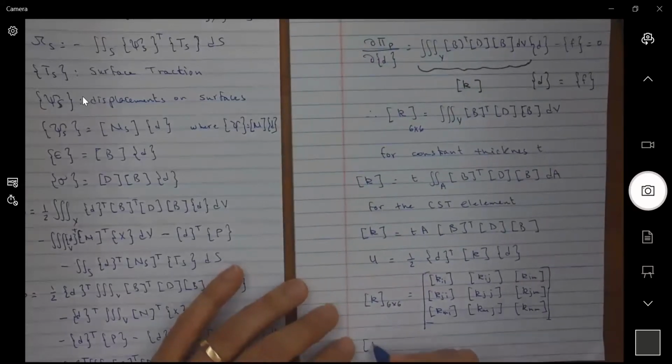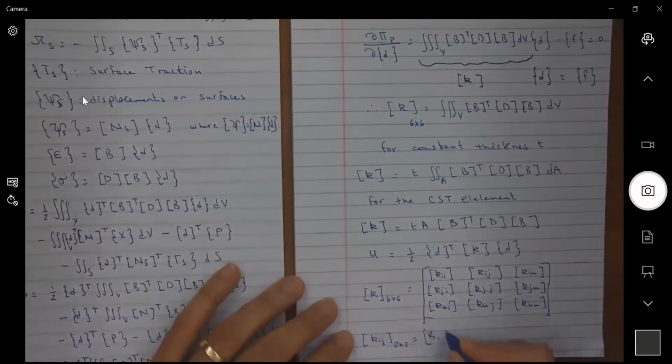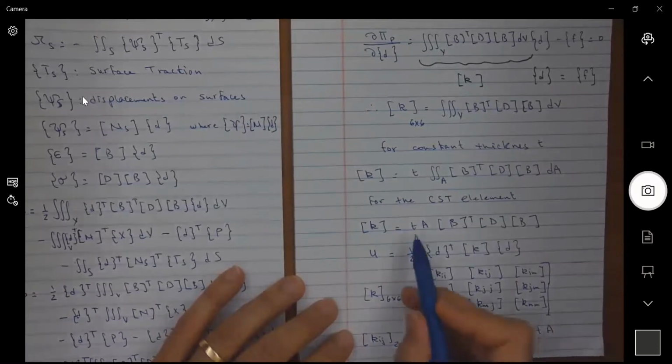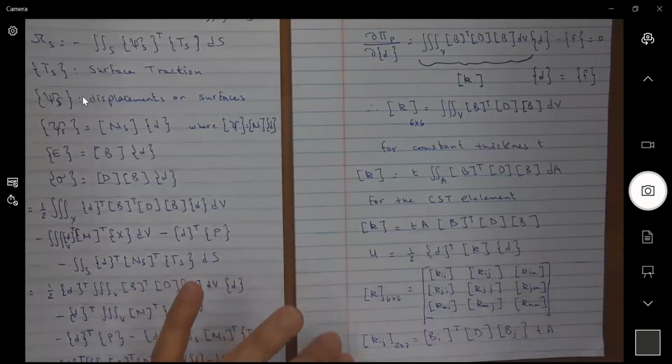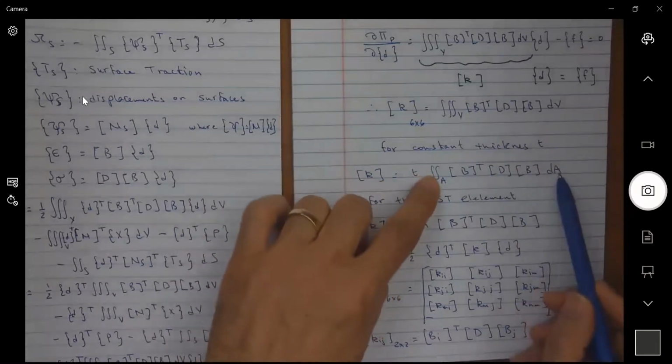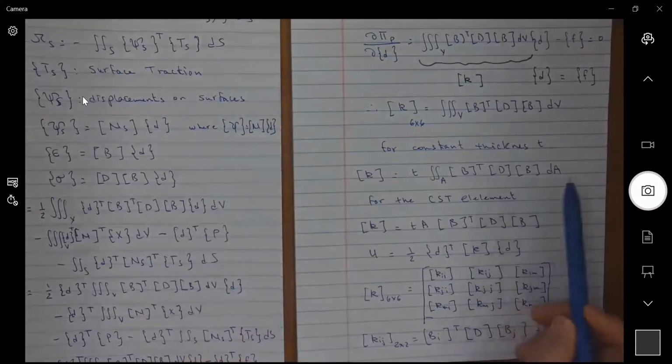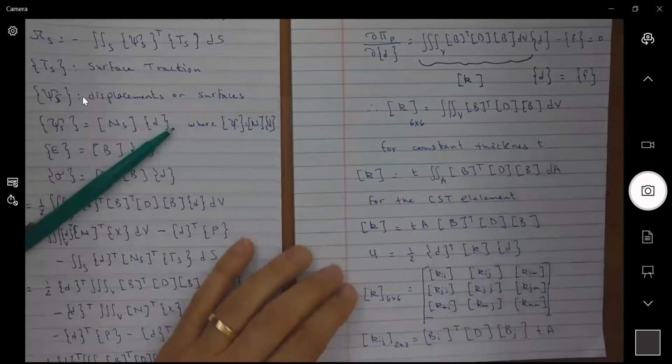where, for example, Kij, which is a 2 by 2, is equal to Bi transpose multiplied by D multiplied by Bj, so see here ij, I get the i and the j, multiplied by T times A. So we have the T times A here, since the integrand is not a function of x and y, we were able to write it as TA.